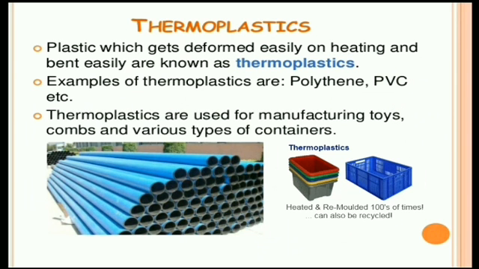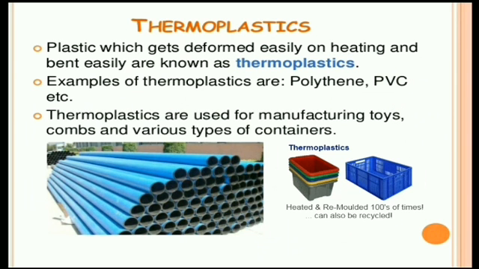So these two properties are going to help you to find out which plastic it is. If it is changing its shape on heating, one thing. Second, if it is bending, you're easily able to bend it. So that's an example of thermoplastics. So two examples given over here are polythene and PVC.